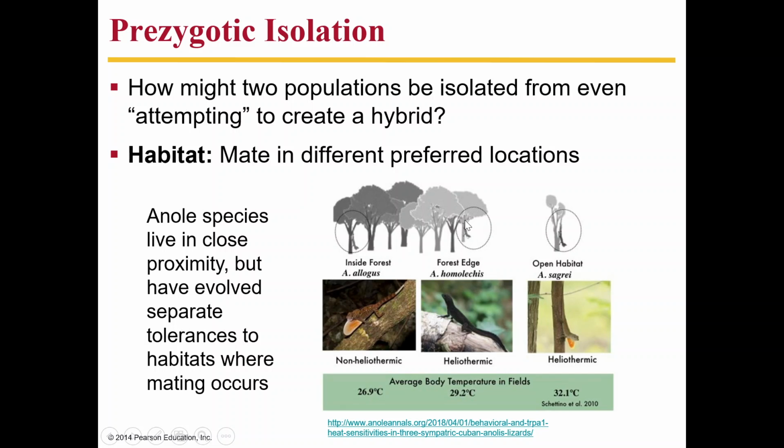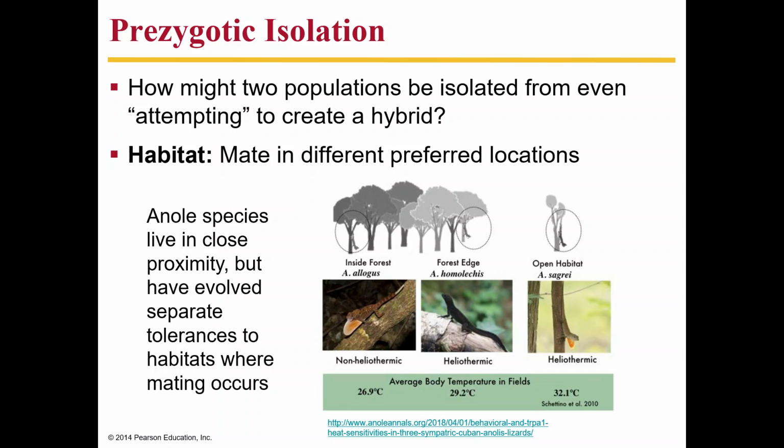So this guy, the heliothermic one on the forest edge, is never going to wander way out into the field. It's too warm. He's never going to wander deep in the forest. It's too cold. So he's only going to find other animals that live on the edge of the forest. And that's a habitat separation. Again, note this is not geographic. There's no barrier to them walking there. This is not even that far of a distance. It's the fact that they would prefer to mate in this forest edge or inside the forest or an open habitat. And because they don't venture further to find mates, then they don't meet the other anoles.